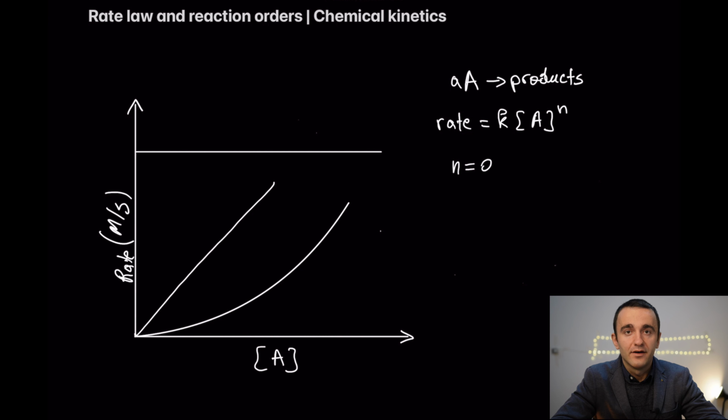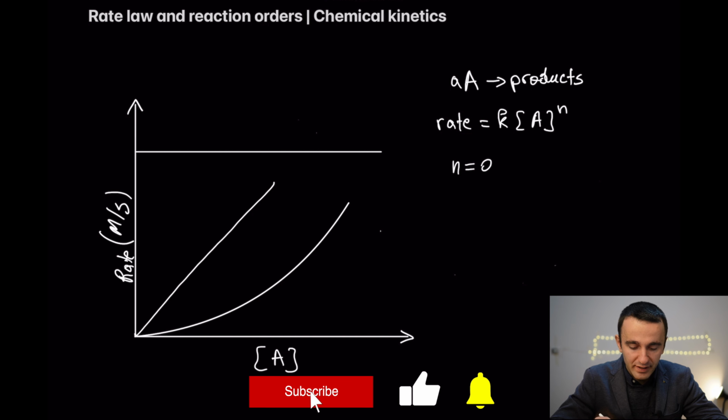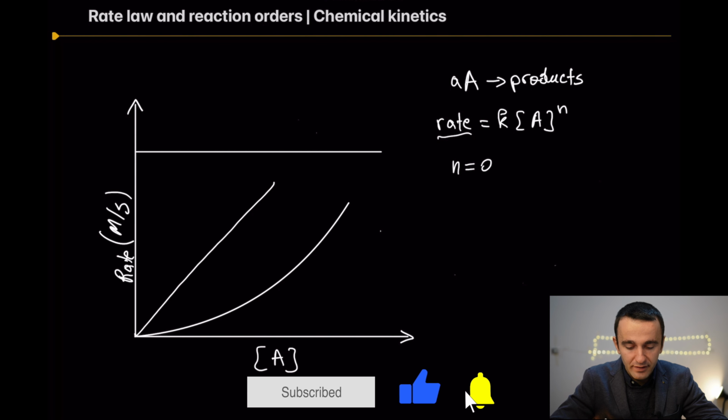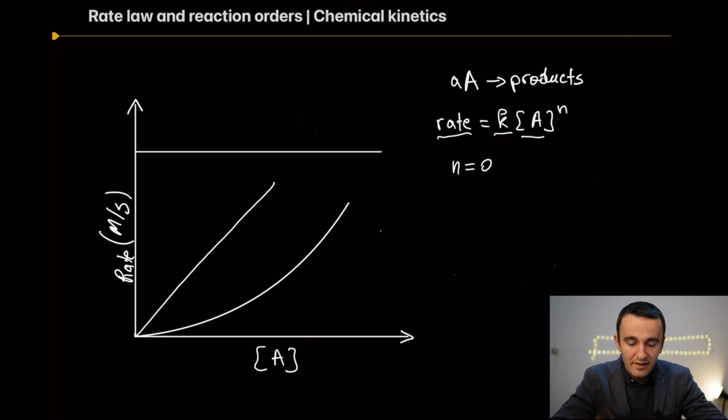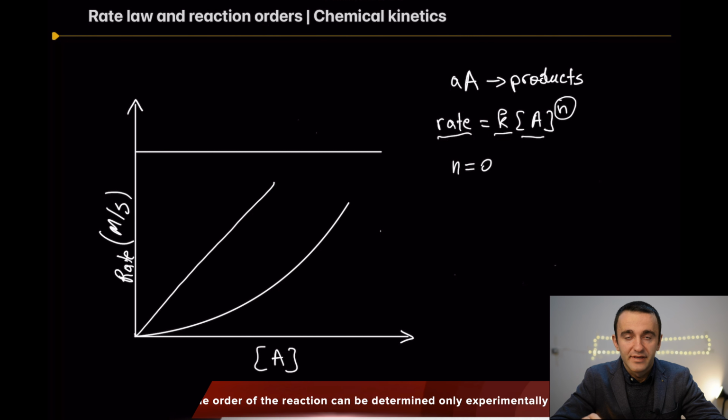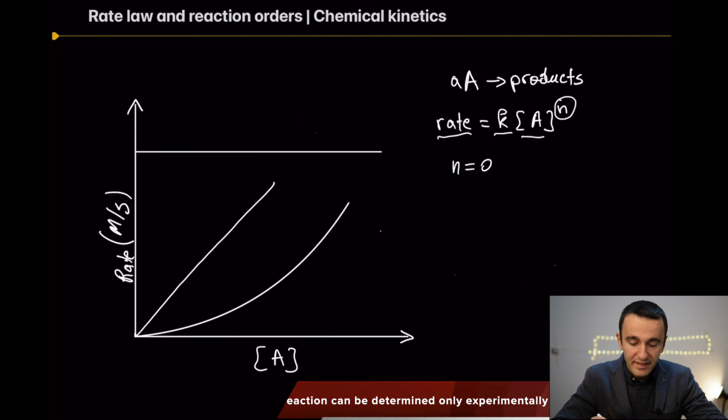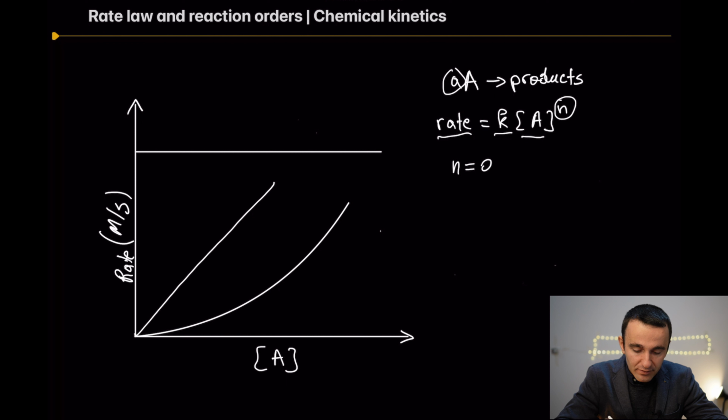For example, for a reaction such as A that gives products, the rate is given in general by k, that is the constant of proportionality, times the concentration of A to the power n, that is the order with respect to A. Keep in mind that the order of a reaction can be determined only experimentally. That's why this is n and this is A, because this is not the coefficient of the balanced equation. This is a number that is going to be found experimentally.